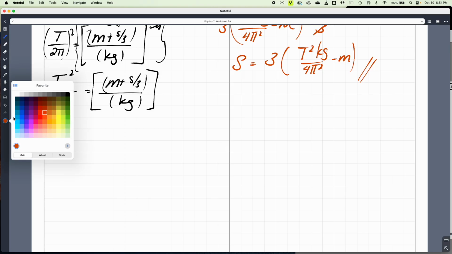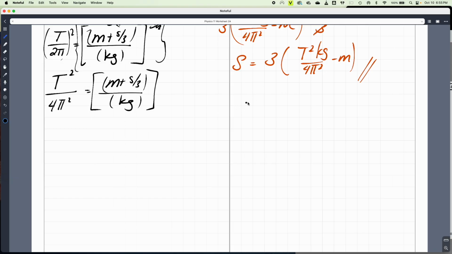Let me just change my pen back to black. And we can just distribute the 3 to the 2 terms of the binomial there. And it works out to be 3t squared kg over 4 pi squared minus 3m. And I would accept either one of these. You can even go further in your simplification process, but we'll stop there.